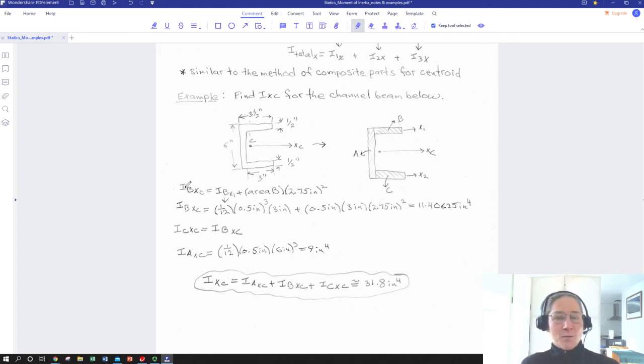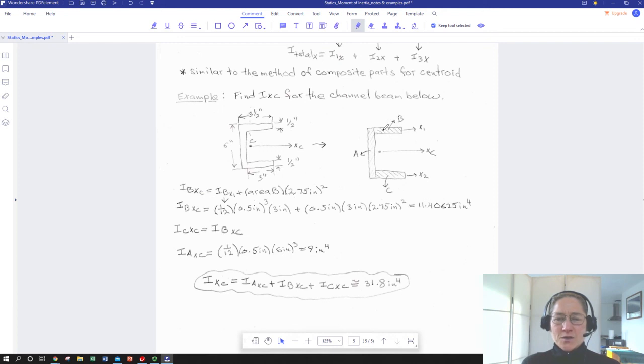So to get the moment of inertia of rectangle B up here on the top about x sub c, I'm going to use the method of composite parts and express that as the sum of the moment of inertia of rectangle B about its own centroid, which happens to be x sub 1, the x-axis centroid, plus the area of rectangle B times the distance between x sub 1 and x sub c squared, which in this case happens to be 2.75 inches. So there's the method of composite parts to get 1/3 of what's going to be my total moment of inertia for the whole channel beam.